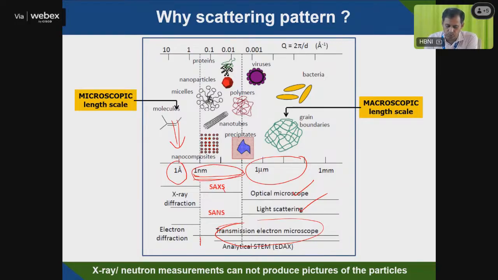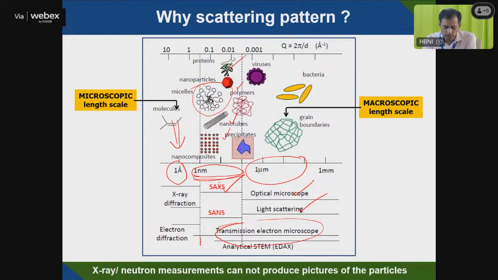we mainly use two techniques. One is SAXS, small angle X-ray scattering. The other is SANS, small angle neutron scattering. These are used to see micellar structures, nanoparticles, proteins, polymers, nanotubes, precipitates, nanocomposites. The structure and shape you can get from these two techniques.